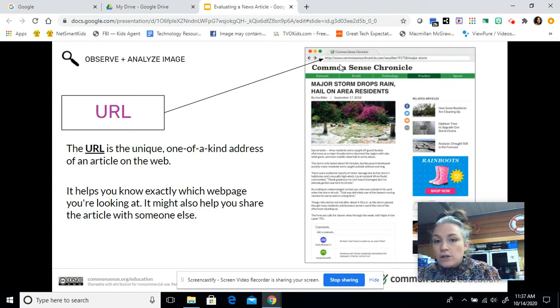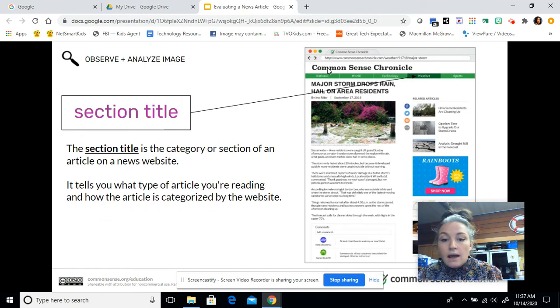Okay, so you can see the first part of this URL up here is that Common Sense Media website that I told you is very trustworthy and that I use for a lot of teaching purposes. Okay, so we want to pay attention to that.